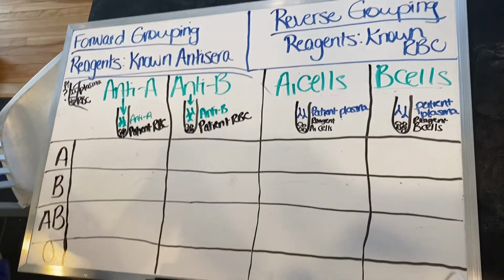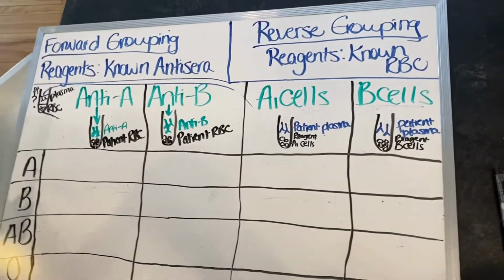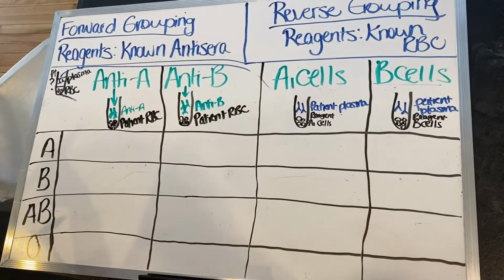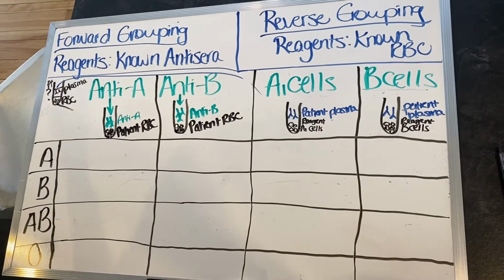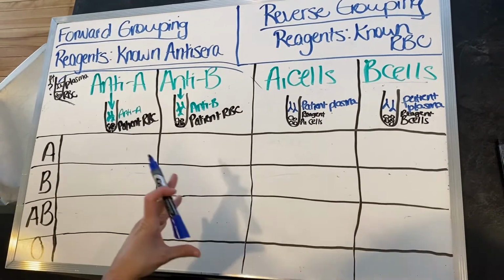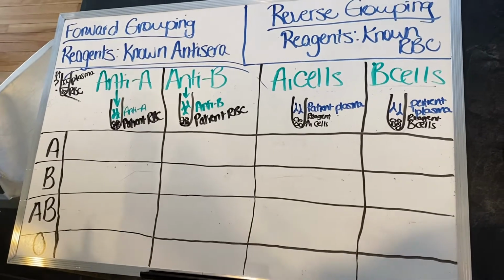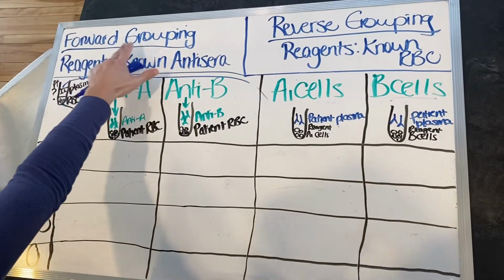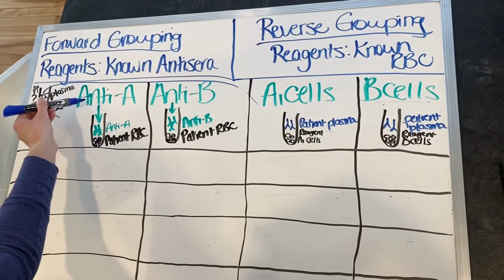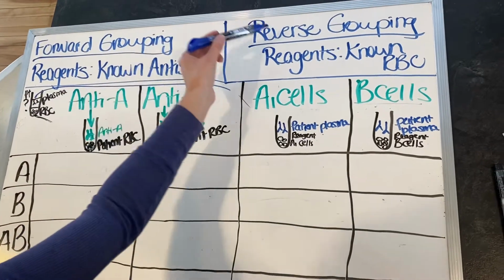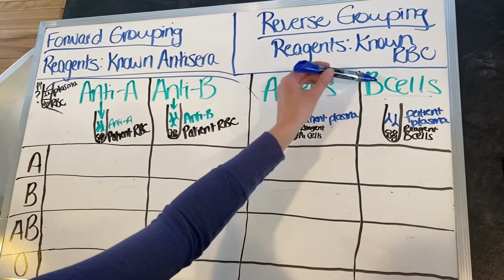Okay, so with that principle, we're going to go through every blood type to see what they could be, because again, we don't know what the patient is until we perform this test. This is how we determine a patient's blood type. So again, we have the forward grouping up here with our anti-A and anti-B, and then our reverse grouping with our A1 cells and B cells.